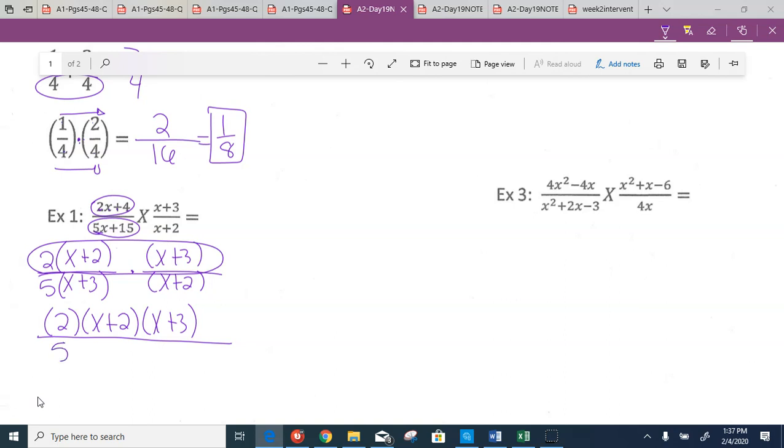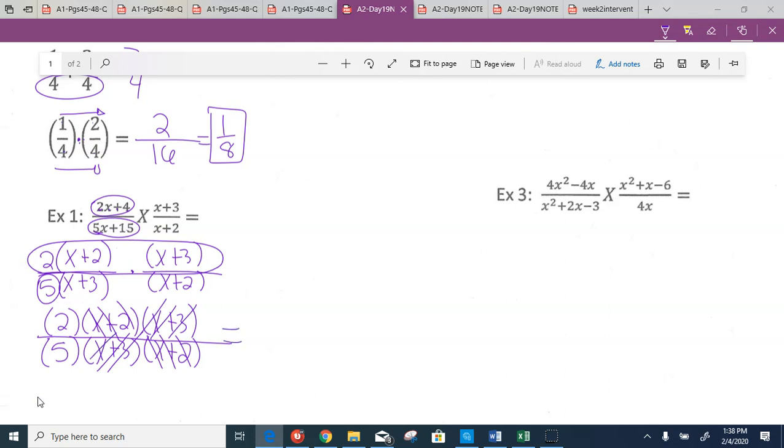On the bottom, I'll do the same thing. I'll put everything, including whole numbers, into parentheses: x plus 3 and x plus 2. Now, the beauty of division is wherever you have common factors, you can go ahead and cross those things out. So I notice I have an x plus 2 on the top and on the bottom, so I can cross those out. And I also have an x plus 3 on the top and on the bottom.